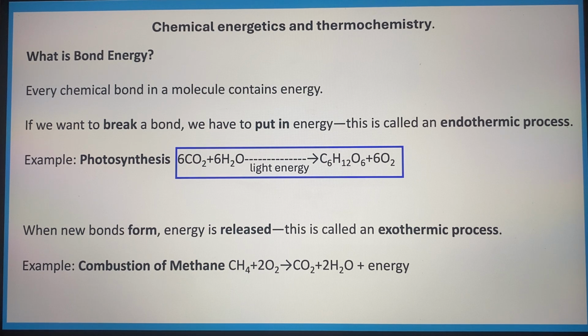On the other hand, when new bonds form, energy is released. This is called an exothermic process. Let's look at a real-life example: the combustion of methane.